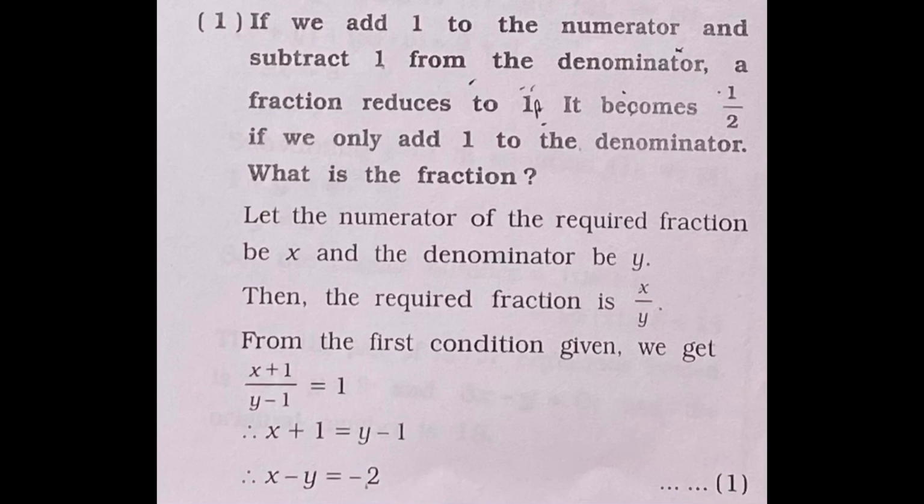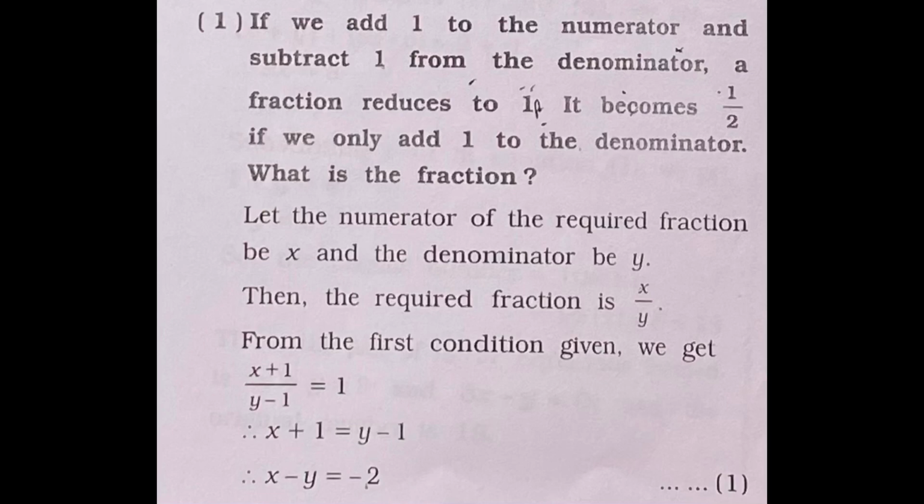Let us see another question. If we add 1 to numerator and subtract 1 from denominator, the fraction reduces to 1. It becomes 1 by 2 if we only add 1 to the denominator. Find the fraction. Now students, you know that any fraction is represented by numerator upon denominator. So let numerator of the required fraction be x and denominator be y. So our fraction will be x upon y.